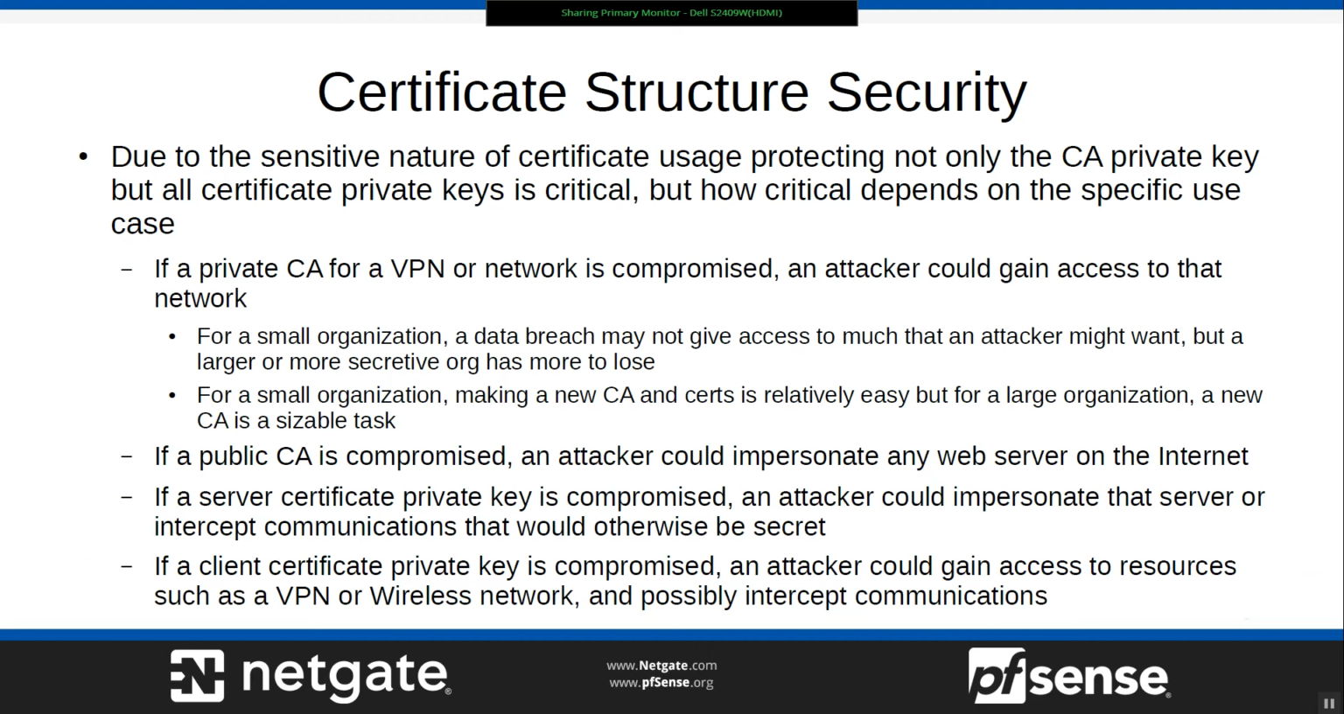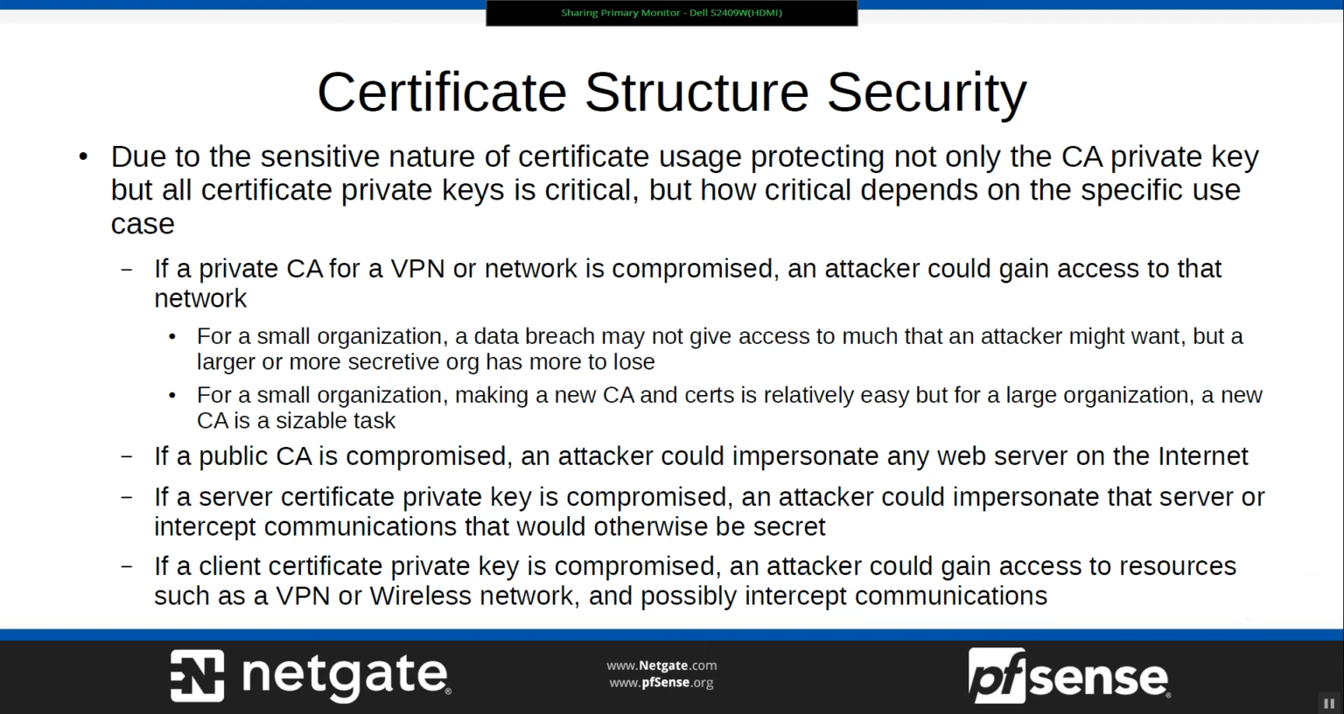So if your private CA for a VPN or network is compromised, the attacker could gain access to your network. Now, for a small organization, a data breach is not going to get them that much. If you're a big organization or somebody that deals with a lot of trade secrets or secret info, you have more to lose. So you need to be more secure with how you're dealing with this. Again, for a small organization, if your VPN gets compromised in some way, it's relatively easy to make a new CA, a few user certs, and get that back out to everybody. But the larger you are, obviously that's a more sizable task. It's going to be harder to do.